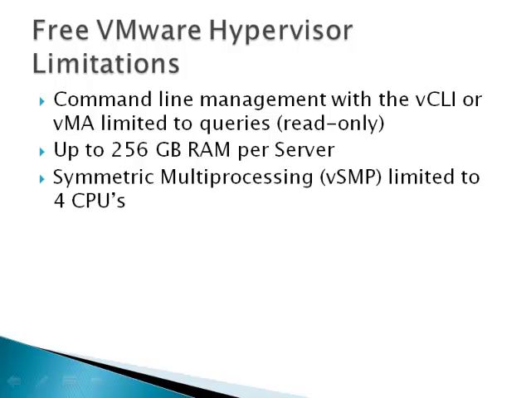Wow, only 256 gigs of RAM per server. Boy, that doesn't seem like much of a limitation. And symmetric multiprocessing, vSMP, is limited to 4 CPUs. That means even if your system has 16 CPUs or 16 cores, you're only going to be able to give 4 of them to a virtual machine at any one given point in time.